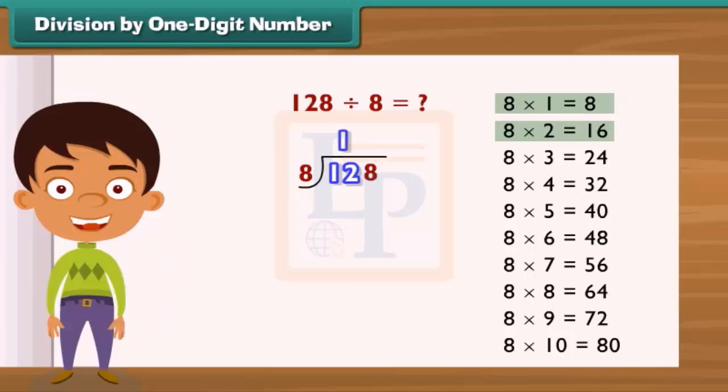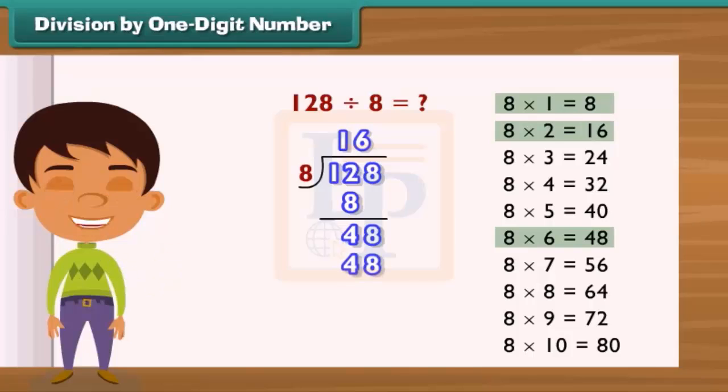Write 1 above 128. Subtract 8 from 12. Write the answer as 4. Drag 8 down to form 48. Now divide 48 by 8. 8 sixes are 48. Write 6 above 128 next to 1. Subtract 48 from 48. The answer is 0. So, 128 divided by 8 is 16. The division leaves no remainder.